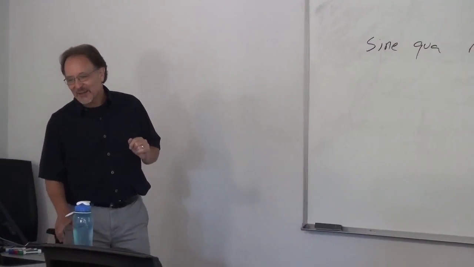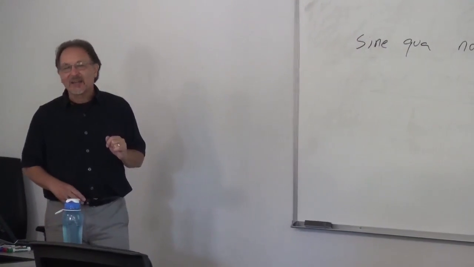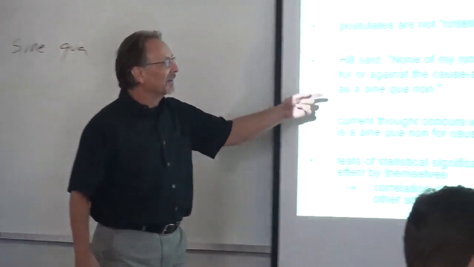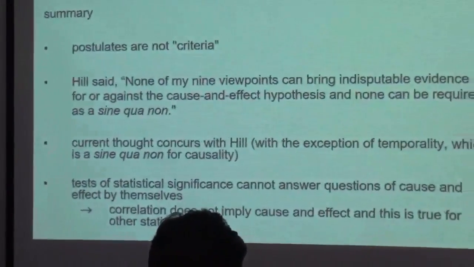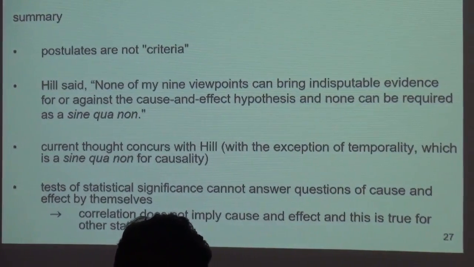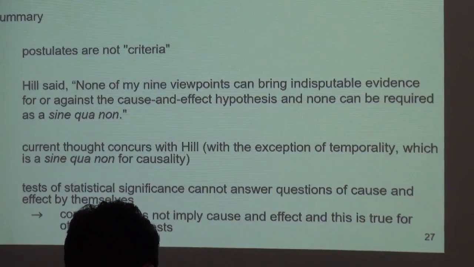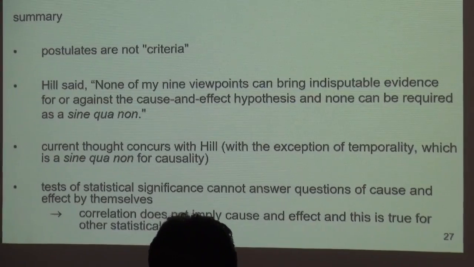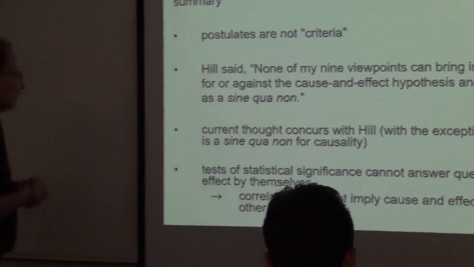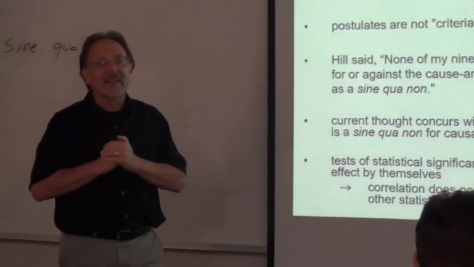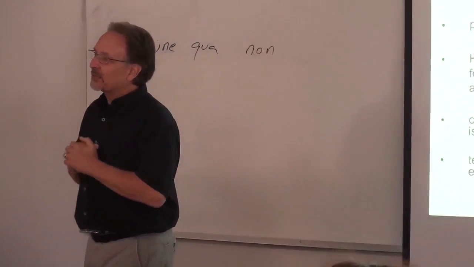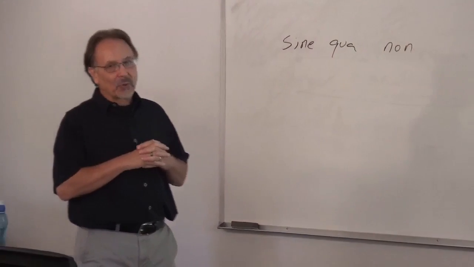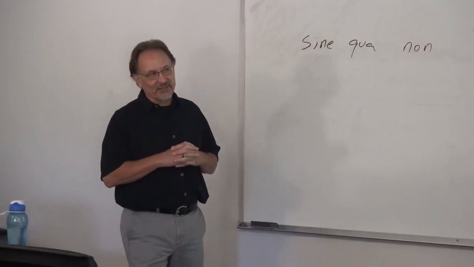Okay, so those are Hill's nine postulates, not criteria. I kind of already gave this. And this is the sine qua non. That's a quote from Hill. It's not a sine qua non, it's not a series of criteria. It's a set of guidelines. And point out again, tests of statistical significance cannot establish cause and effect. The old correlation does not imply causation necessarily.